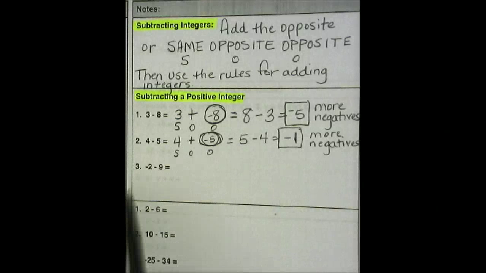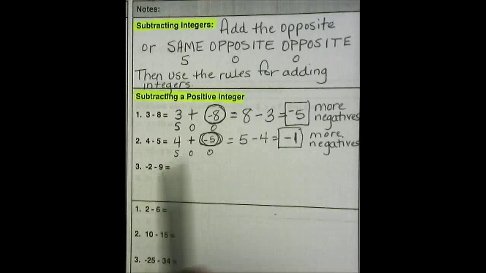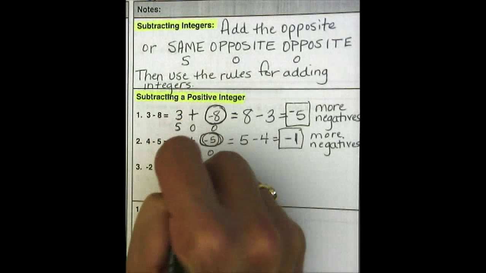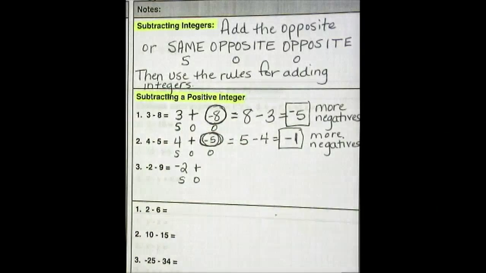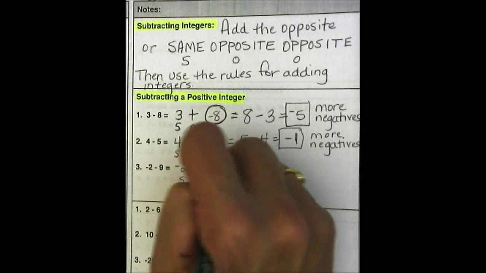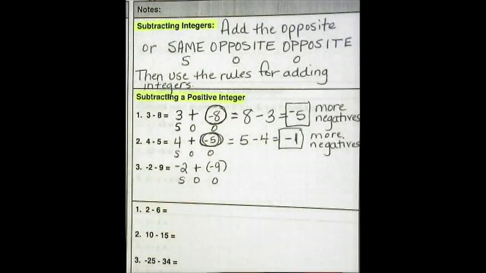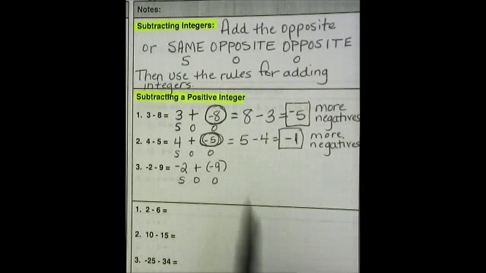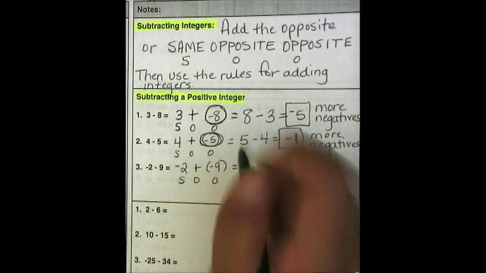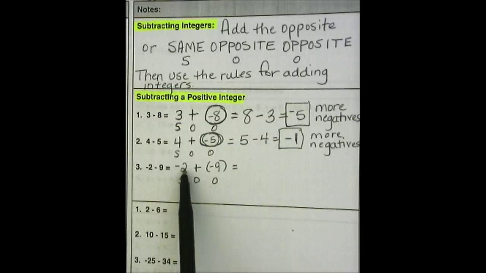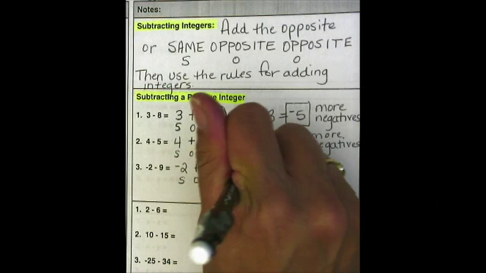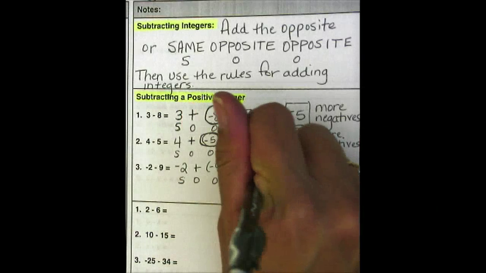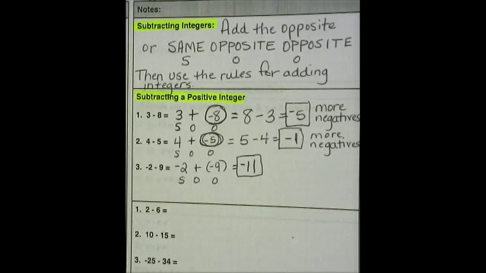Number 3 is a little bit different. We're starting out with a negative number, and we're going to subtract 9. So we're going to keep our -2 the same. That's our same. Change the subtraction to addition. That's our opposite. And change 9 to -9. That's our opposite. So same, opposite, opposite. And then we're going to use our rule for adding same signs. When you add same signs, you add the 2, and you give them the sign of the integers. In this case, both were negative, so this one is going to be negative as well.